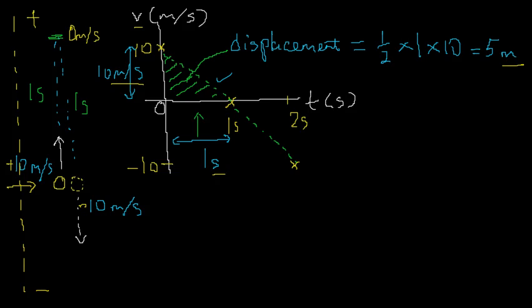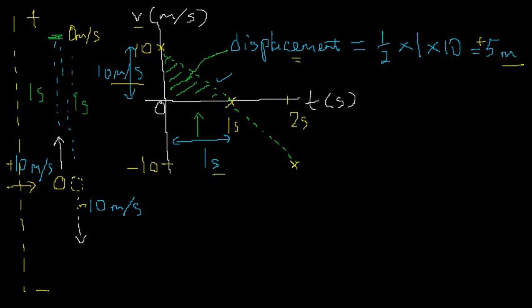Now, while we are here, let's be careful about this displacement idea. Displacement is a vector, so therefore it has direction. So what's the direction of this displacement? Well, since we're talking about the ball going up, the displacement should be positive. So I should have a plus sign there.